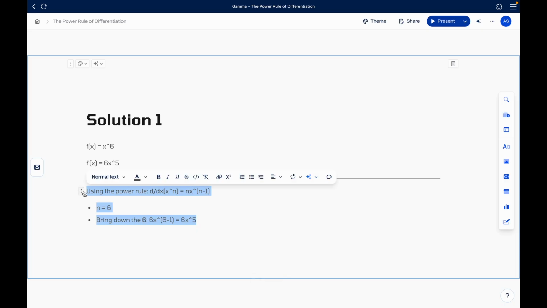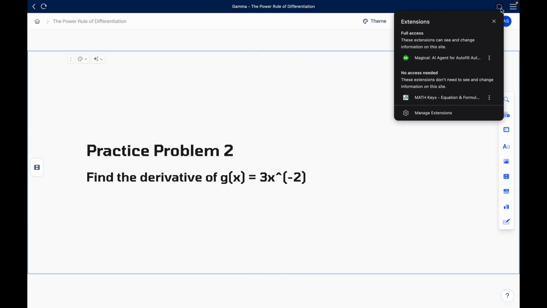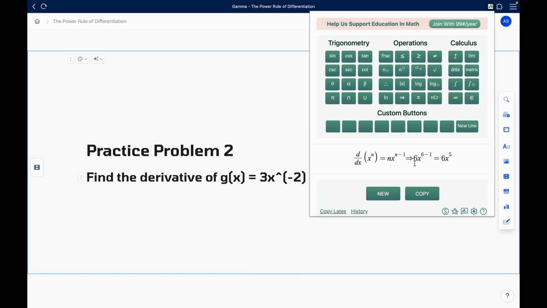And on the bottom, here we go. Pretty simple. Using the power rule, n is equal to 6, and just plug and chug. Next is to find the derivative of g of x is equal to 3x to the power of minus 2.